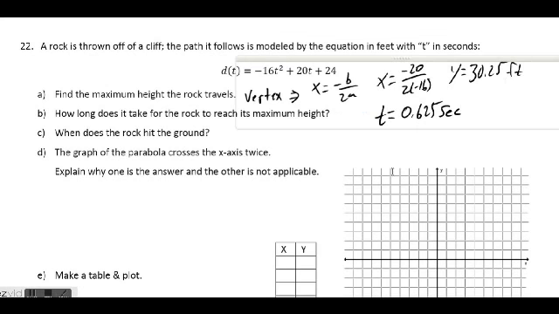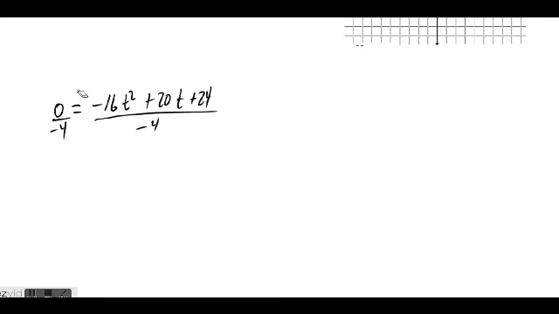When does the rock hit the ground? For the rock to hit the ground, do we agree the height here has to be 0? So I have 0 is equal to negative 16t squared plus 20t plus 24. Let's divide everything by negative 4. I can do that because it's an equation. So I still have 0 is equal to positive 4t squared, negative 5t, minus 6.